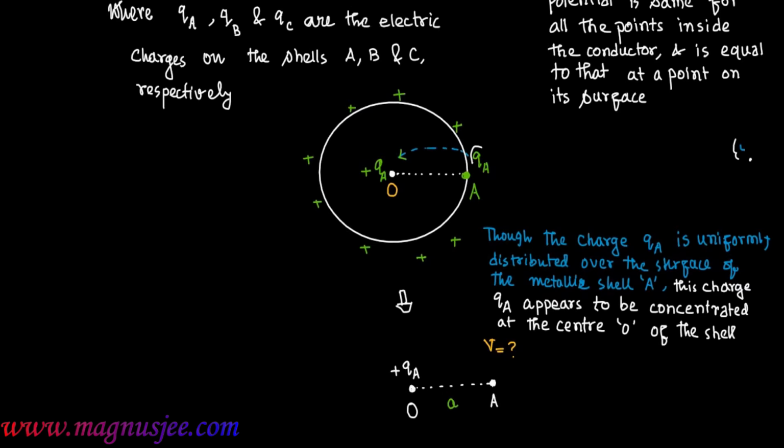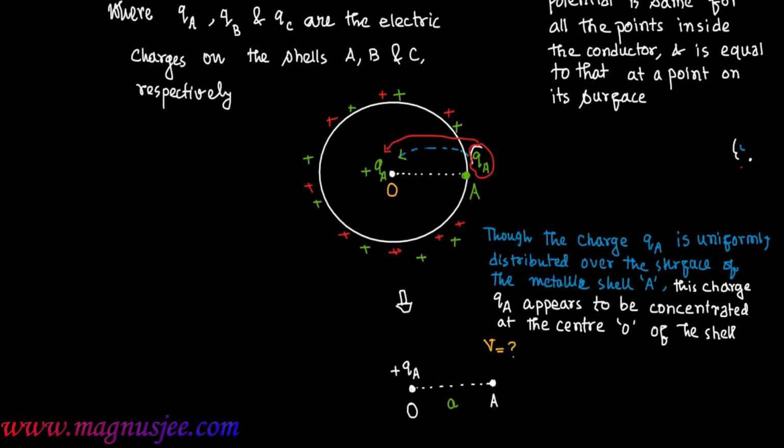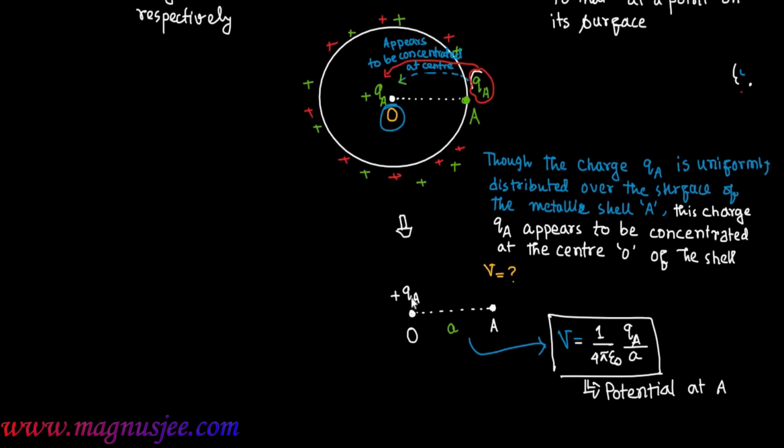Therefore VA will be what? In the diagram, QA is the positive charge which is uniformly distributed over the surface of the shell A, and this charge QA appears to be concentrated at the center O. That's why electric potential at a distance a from the charge QA at the center O is V equal 1 by 4 pi epsilon 0 QA divided by small a, where small a is the distance of the point A from O, or small a is the radius of the metallic shell A. This is the potential at A due to the charge QA, which appears to be concentrated at the center O of the shell.